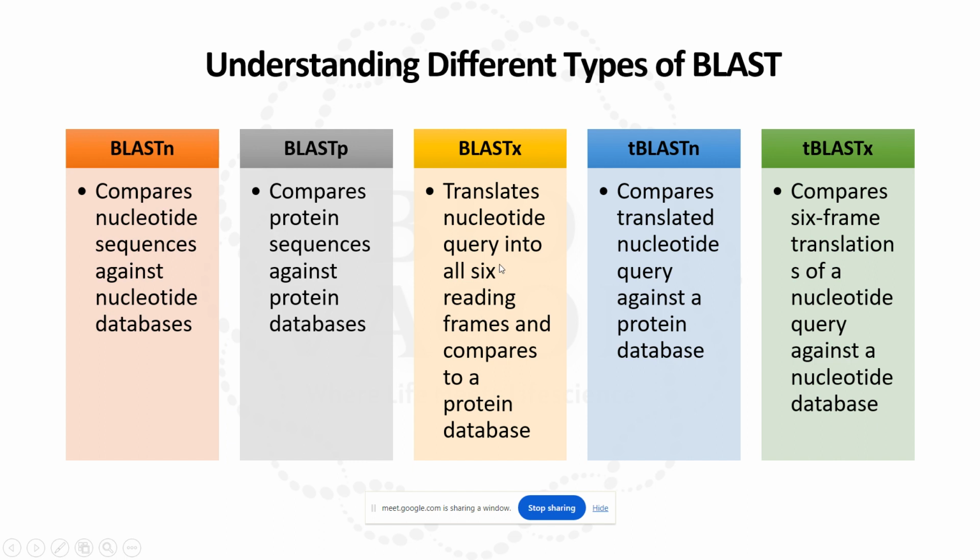Whatever nucleotide sequence you are giving, first it will translate into six possible reading frames. Every possibility will be blasted against the protein database, because here you know what protein it codes for. And TBLASTN compares translated nucleotide.